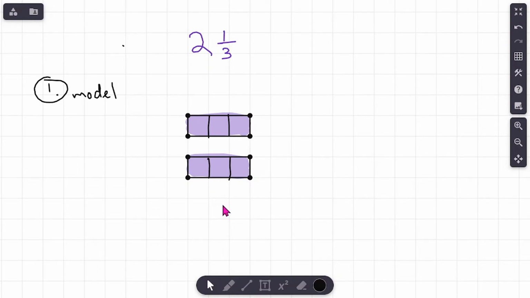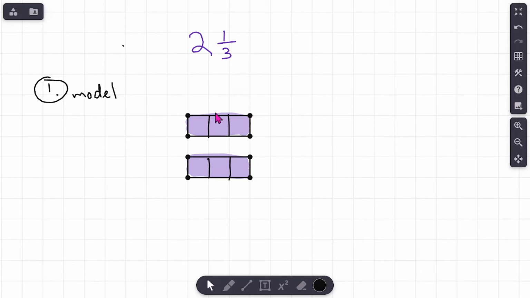Okay, do you see where I got that from? I had 2 1/3. The denominator, the third, told me how many equal size pieces to break it into. And the 2 wholes told me how many I needed to color in. I'm going to pause myself real quick, and tell you something else that you could have done. The reason I like to draw these thirds is because it's going to help me out later on.